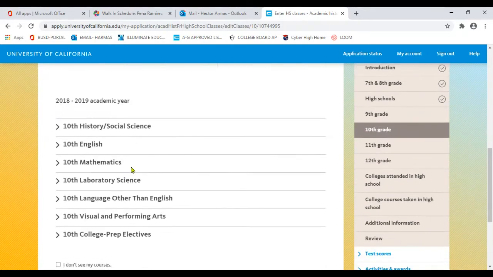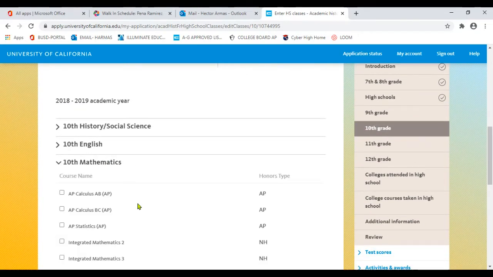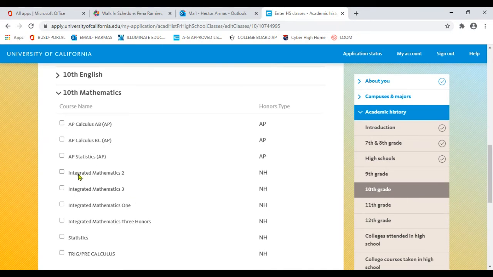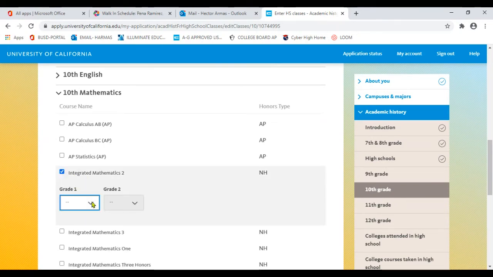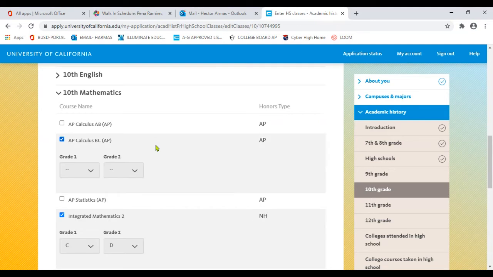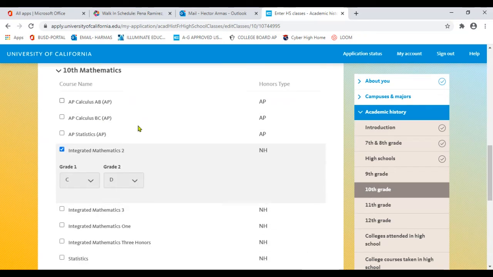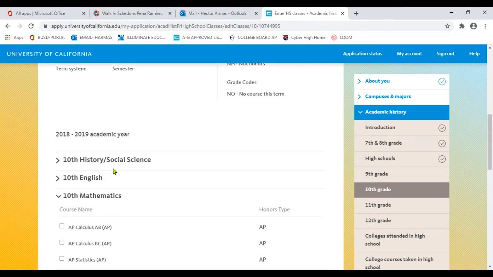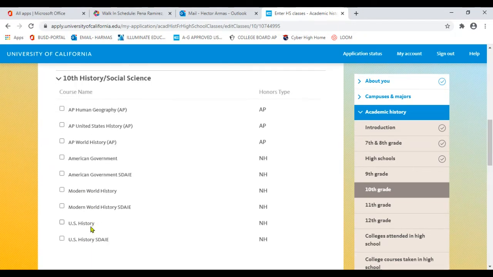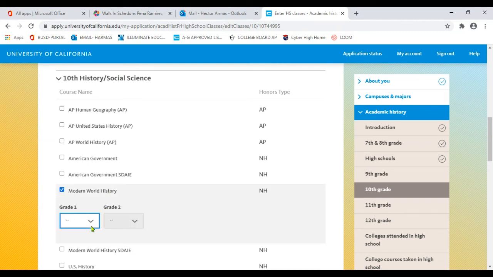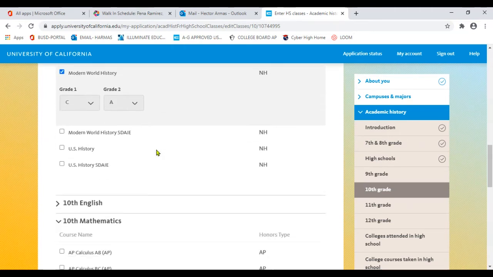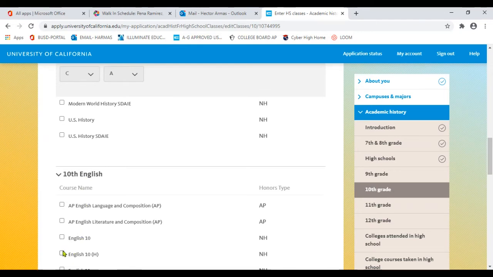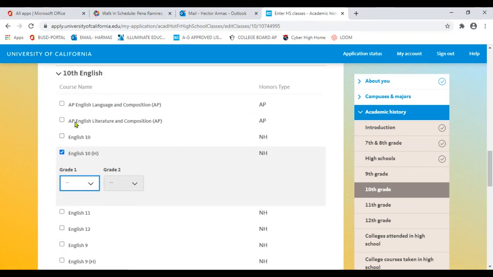Let's assume that I took math during the school year. Let's assume I took Math 2, and I got a C and a D. And now I'm taking world history, and I got a C and an A. In my English class, I took honors and I rocked that class. I got an A and I got an A.